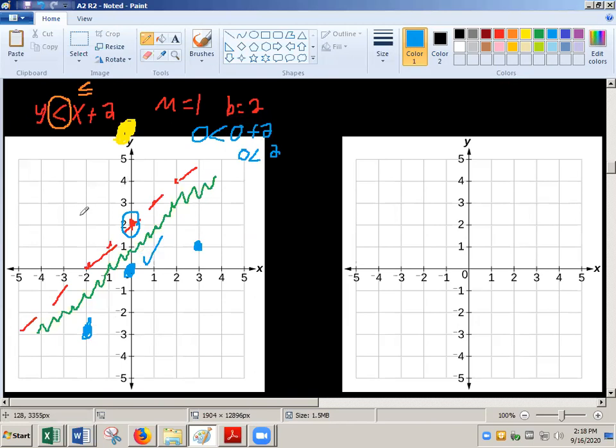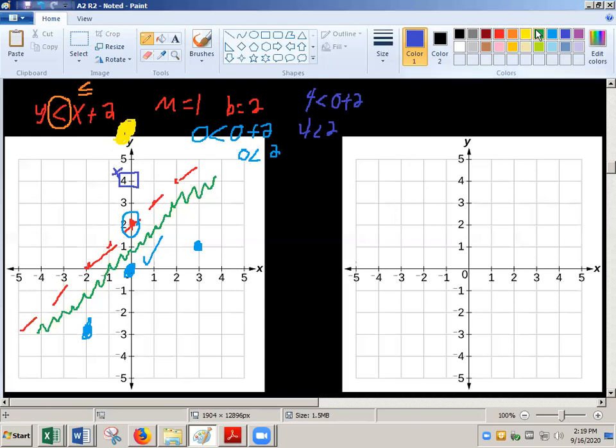If I picked a point outside of this range of shaded values, so say I picked like 0, 4. If I try to plug in 0, 4, what's going to happen? I would get 4 less than 0 plus 2. Is 4 less than 2? No, it's not. That's why we do not shade up here.